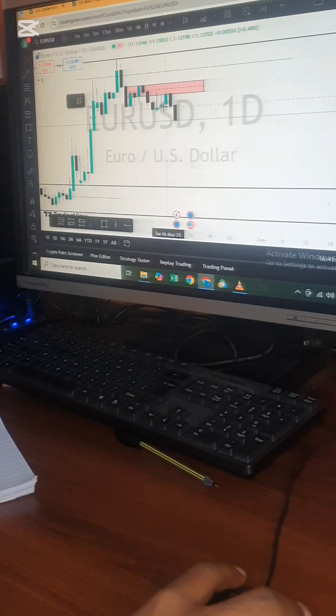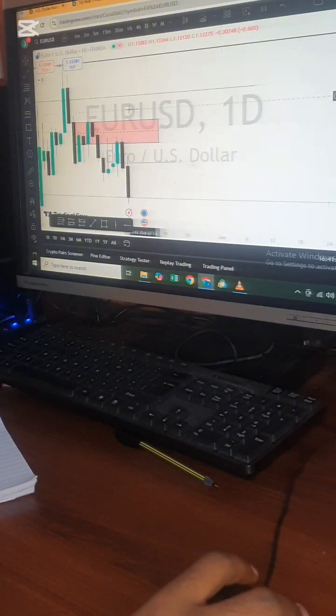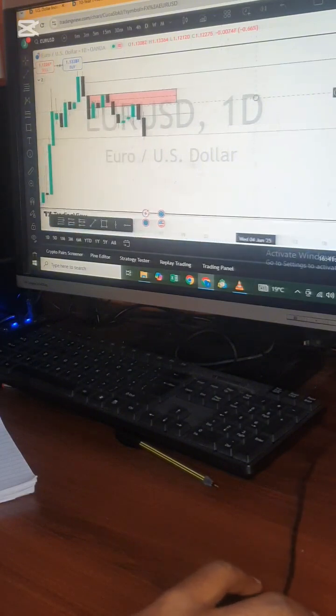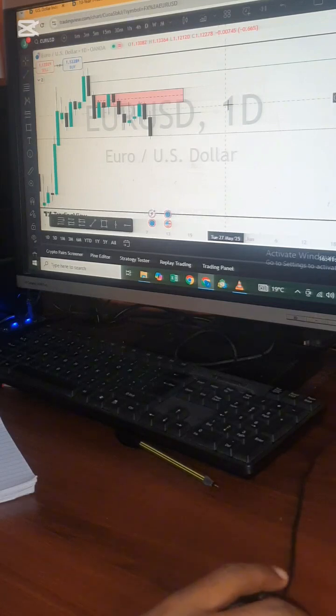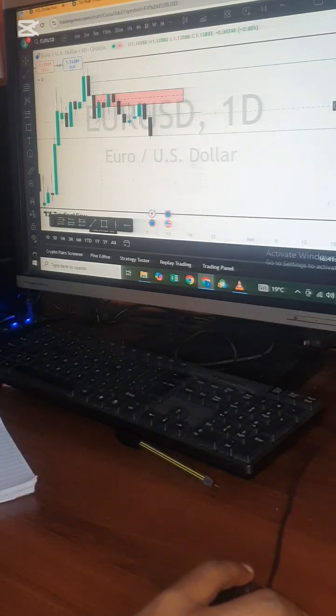So you can also keep this one to mark the PDRL. So as you can see, we are above the 50 range, so we are looking for sell opportunities. So here, as you can see, I can see a structure shift.